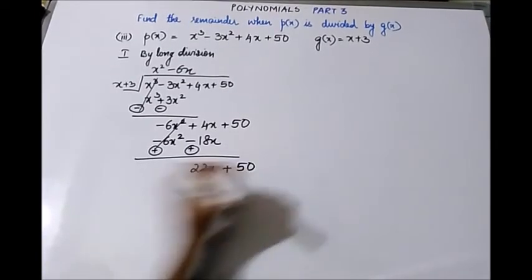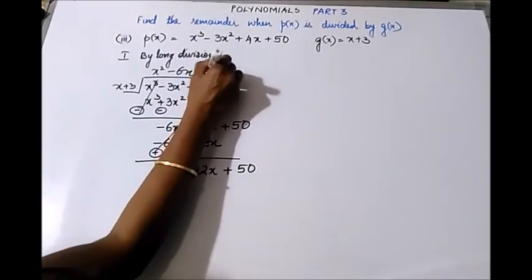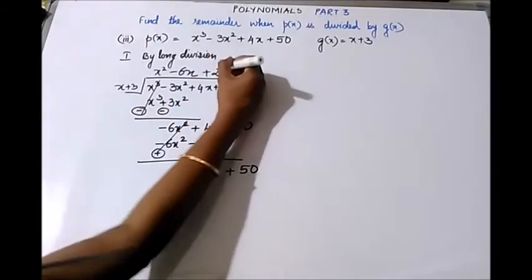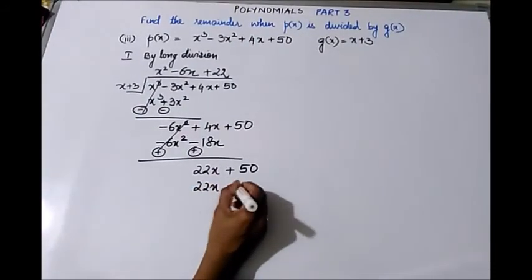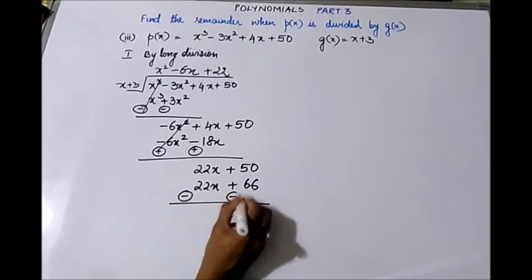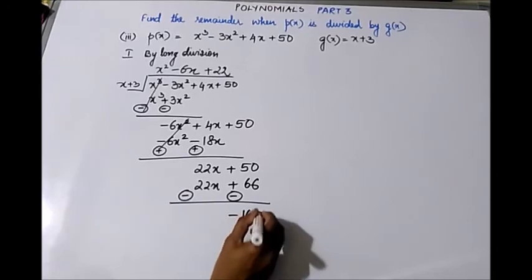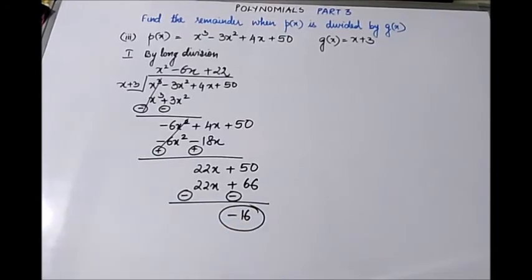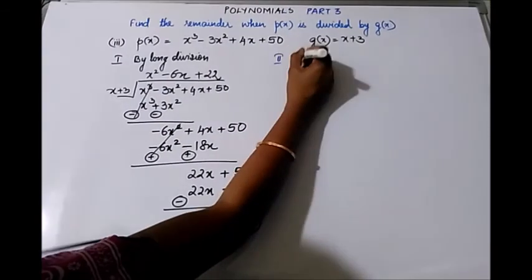Get 50 down. Next, divide 22x by x, you will get here plus 22. Multiply 22 to the divisor, it will give us 22x plus 66. Subtract. 50 minus 66 is minus 16. So here minus 16 is the remainder. Let us do the same, find the remainder by remainder theorem.